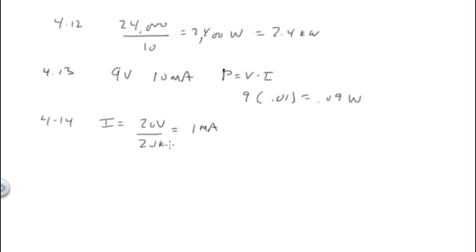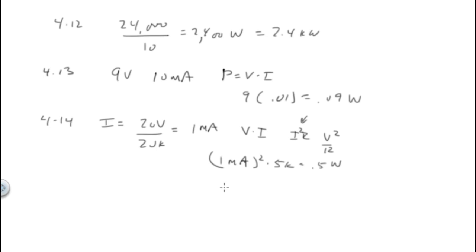I can say which would be the better one. Is it V times I, or is it I squared R, or is it V squared over R? Well, I know I and I know R, so I can just say this one is the best one. Okay, so let's use that. 1 milliamp, the quantity squared, times 5K. So that is 0.01 quantity squared times 5,000 equals 0.5 watts. And that would be for the 5K.